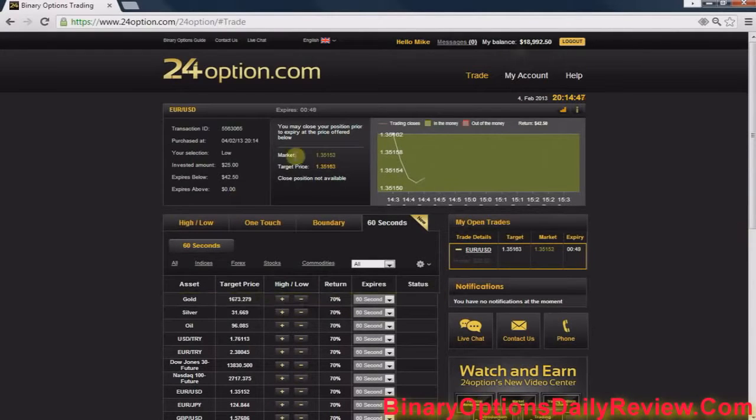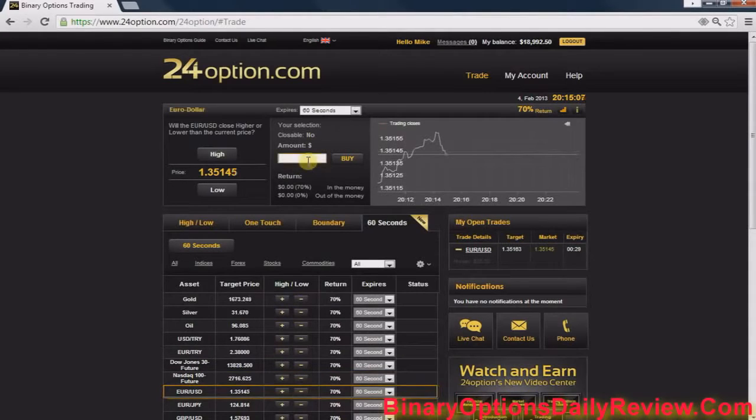Now, what's different about the 24 options platform from other platforms is that you have to click to prepare your next trade. This is the current trade, and it looks like we're winning this trade. But we want to get the next trade ready, Euro US dollar. We can see here the status of the previous purchase: we entered at 1.35163, and it's 1.35148. Looks like we're going to win that one. Could change in the next 15 seconds, but probably not.